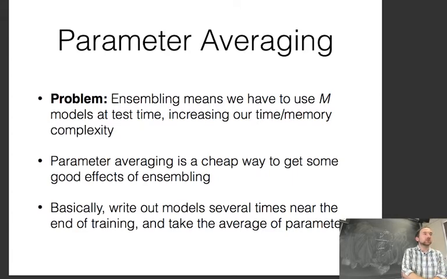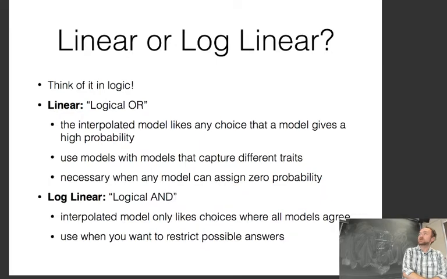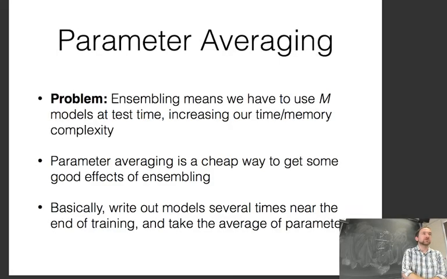Sorry, but in the previous case, every model should share the same architecture? In the previous case? I mean parameter averaging. In parameter averaging, yes, they have to. They have to have exactly the same parameters. In the previous case of ensembling, that was not the case. They could be completely different.